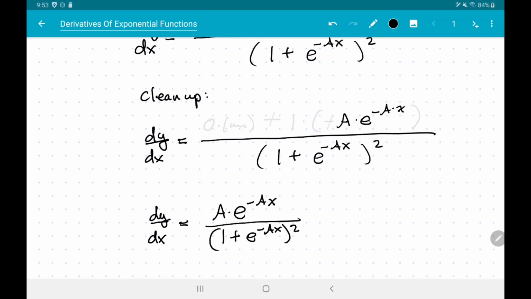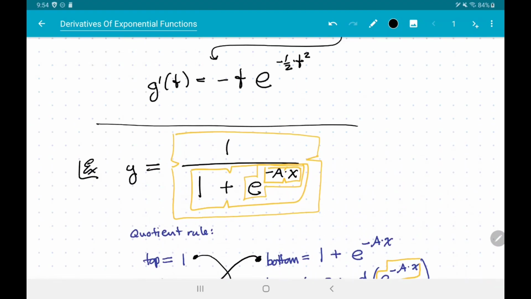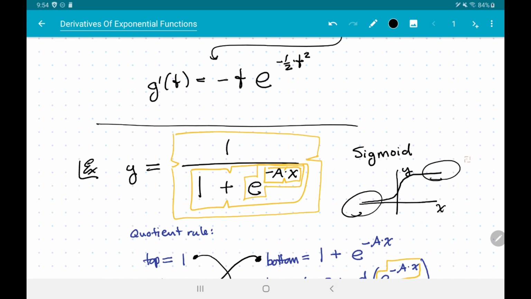I should give you a little bit of explanation for why anyone would want to use a function like this. This is something called an exponential sigmoid. And this particular one, if I draw the axis like that, its graph looks like this. So it has a horizontal asymptote at 0 on the left, and it has a horizontal asymptote at 1 going off to the right.